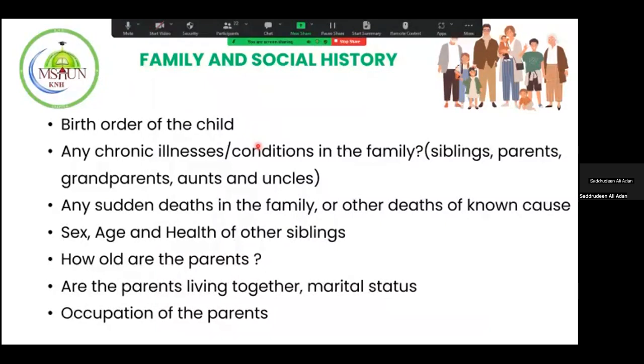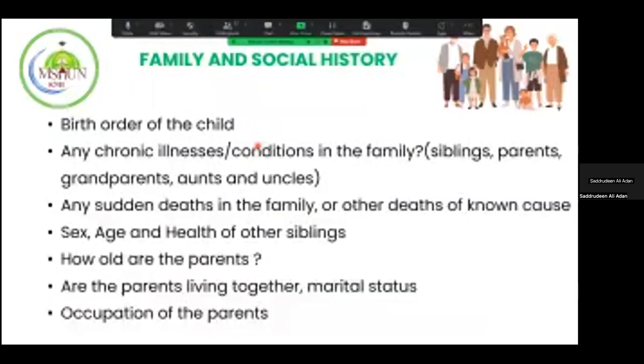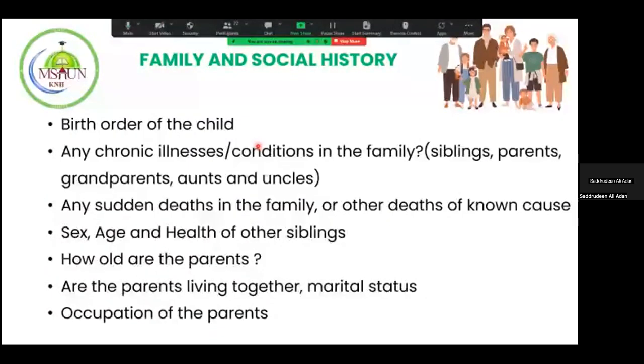Maybe history of sudden death due to maybe cardiac, heart failure. Is there diabetes? Was there any kidney disease, etc.? It's also important to list the sex, the age, and the health of other siblings.